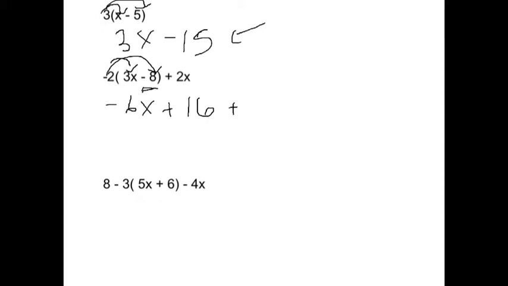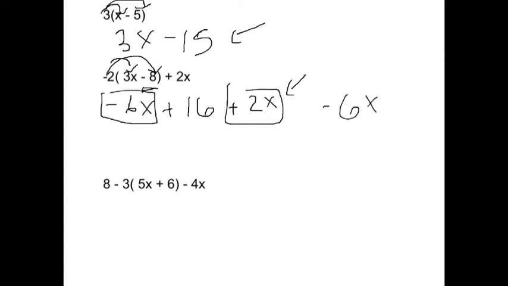And then the 2x comes along because it is not part of the product. Negative 2 is only being multiplied by the difference between 3x and 8. It is not being multiplied by 2x. From here, you're going to notice that you can then combine like terms. You have a negative 6x and a positive 2x, so that's going to give you negative 4x.